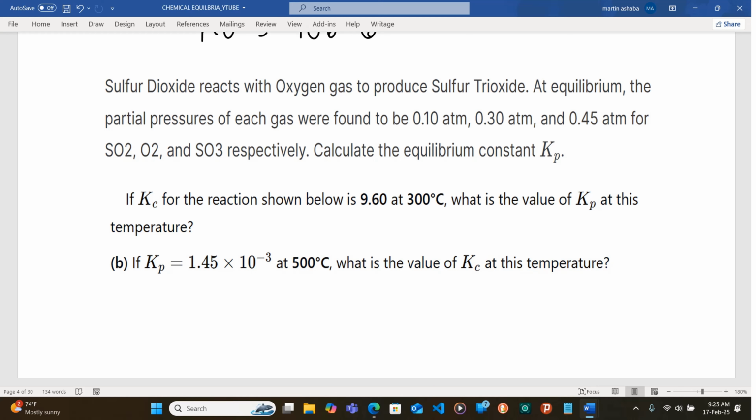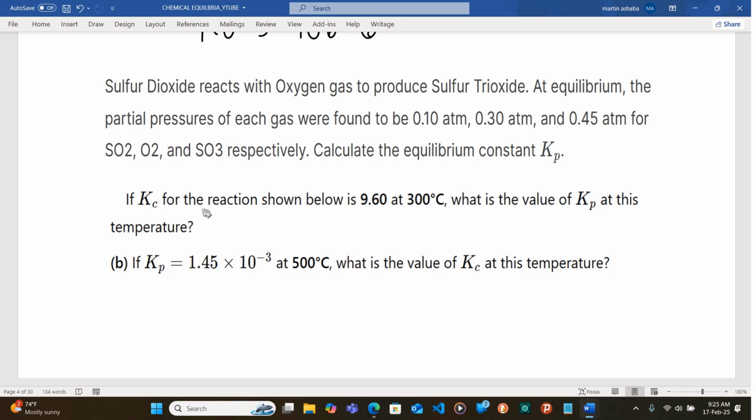So the guiding question says sulfur dioxide reacts with oxygen gas to produce sulfur trioxide. At equilibrium, the partial pressures of each gas were found to be 0.10 atmospheres, 0.30 atmospheres and 0.45 atmospheres for sulfur dioxide, oxygen, and sulfur trioxide, respectively. Calculate the equilibrium constant Kp.